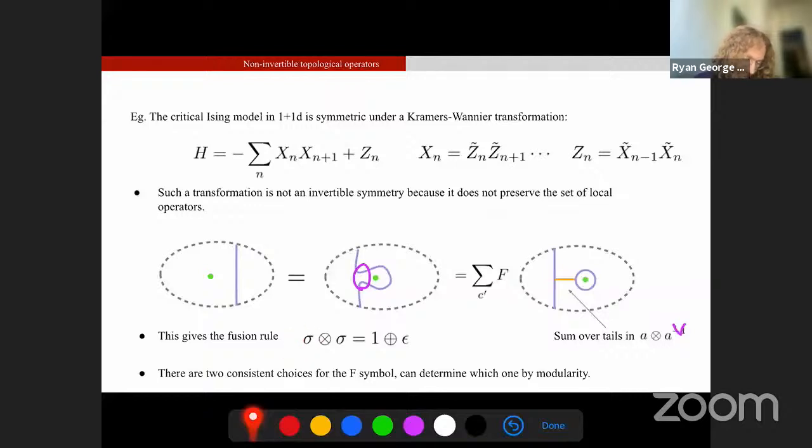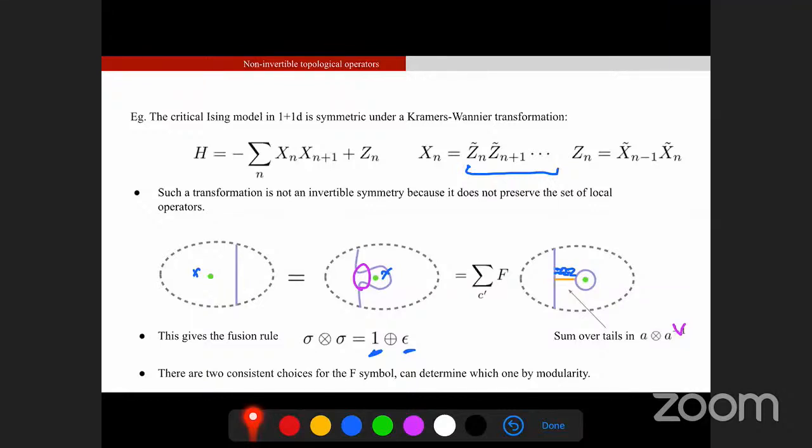If I call that sigma, then the result of acting on X, in the end, we're going to get some string of Zs here. And then maybe once we pop this bubble, we just get the identity. So we know that the square of sigma has to include epsilon, but there are also operators that are unchanged, so it also has to include the trivial line. With a little more work, we convince ourselves that this must be the fusion rule. So it's not invertible.